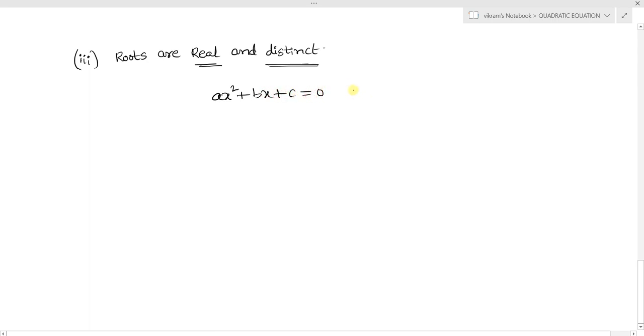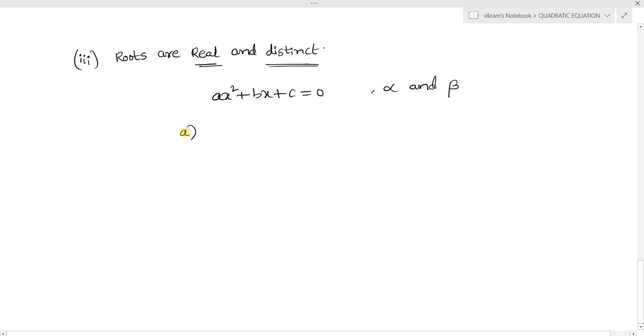Now go for the third condition. What is the condition here? The roots are real and distinct. Let us consider the roots of ax square plus bx plus c equals 0 to be alpha and beta.